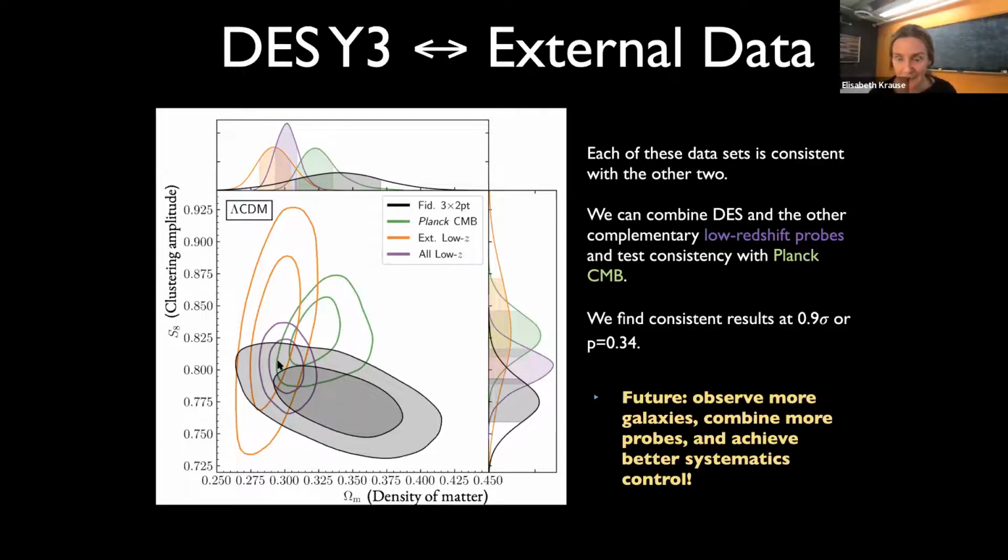That's the current snapshot. To make progress in the future, we want to observe more galaxies, combine more probes, and achieve better systematics control. So let me go through these in turn.